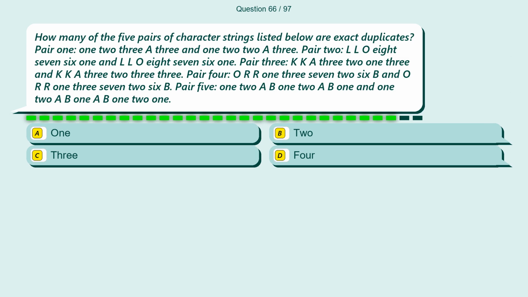Question 66. How many of the 5 pairs of character strings listed below are exact duplicates? Pair 1, 123A3 and 122A3. Pair 2, LL08761 and LL08761. Pair 3, KKA3213 and KKA3233. Pair 4, ORR13726B and ORR13726B. Pair 5, 12AB12AB1 and 12AB1AB121. Option A, 1. Option B, 2. Option C, 3. Option D, 4.